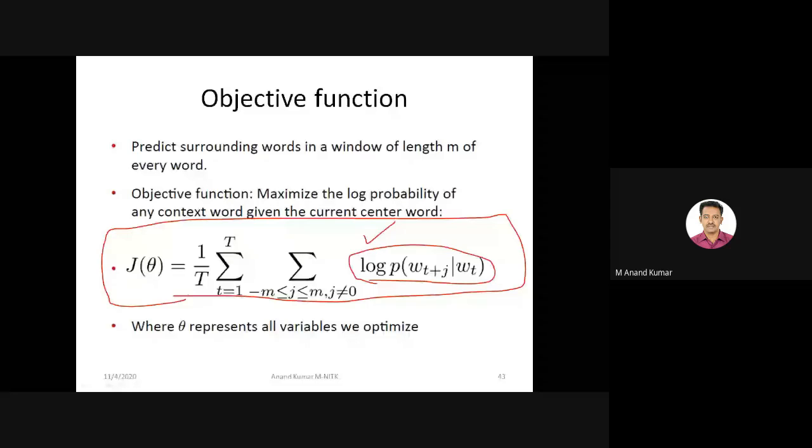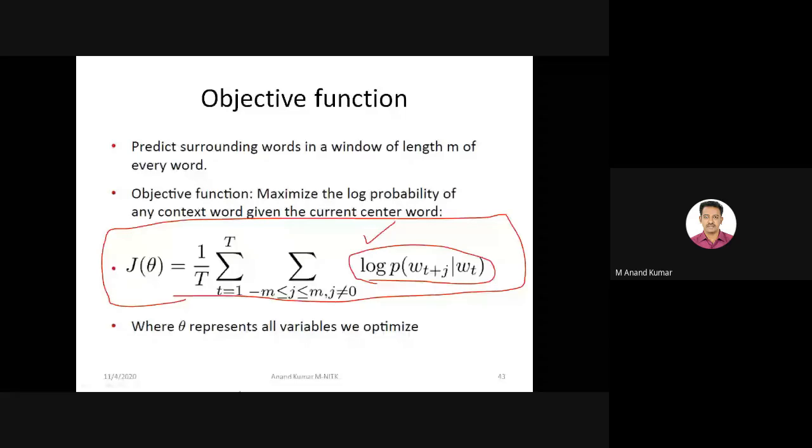Here m and minus m are the window, where m is the window size. Here we have a window size of 2, minus 2 to plus 2. It means 2 words from the left, 2 words from the right. I'm not considering the middle word because I don't know the middle word. That is my objective function. All the remaining words I'm doing here.